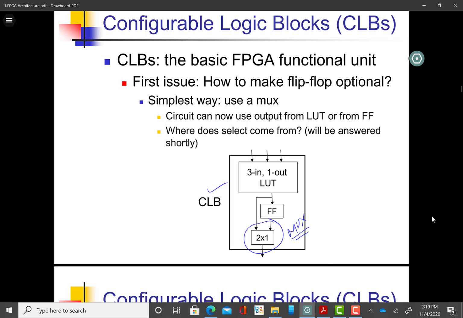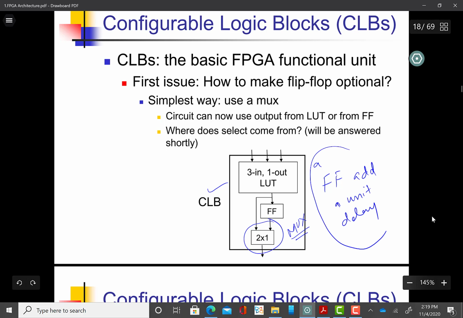The problem with the flip-flop is that if the user takes the output from the flip-flop, it will be delayed by 1 cycle. So remember that a flip-flop adds a unit delay. If you put two flip-flops together after one another, such that the output of one is the input of the other, then you will have 2 unit delays.